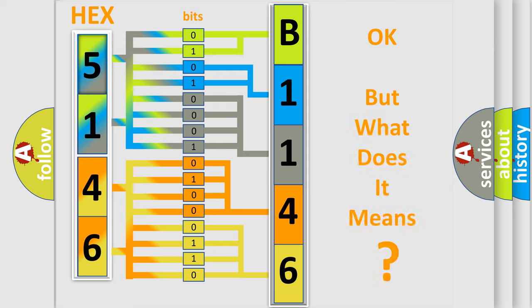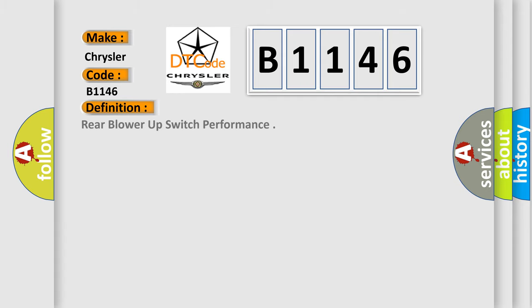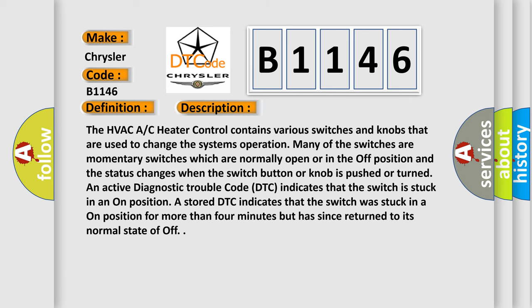The number itself does not make sense to us if we cannot assign information about what it actually expresses. So, what does the diagnostic trouble code B1146 specifically interpret for Chrysler car manufacturers? The basic definition is rear blower up switch performance. And now this is a short description of this DTC code.